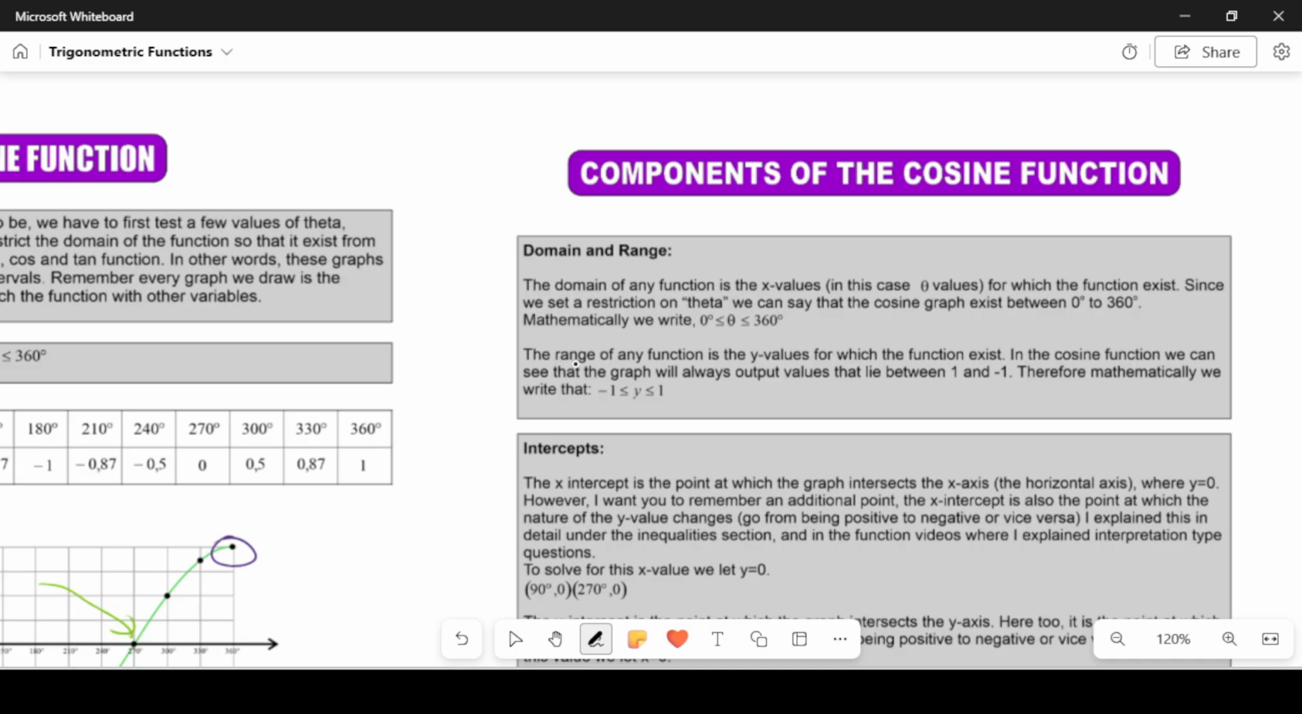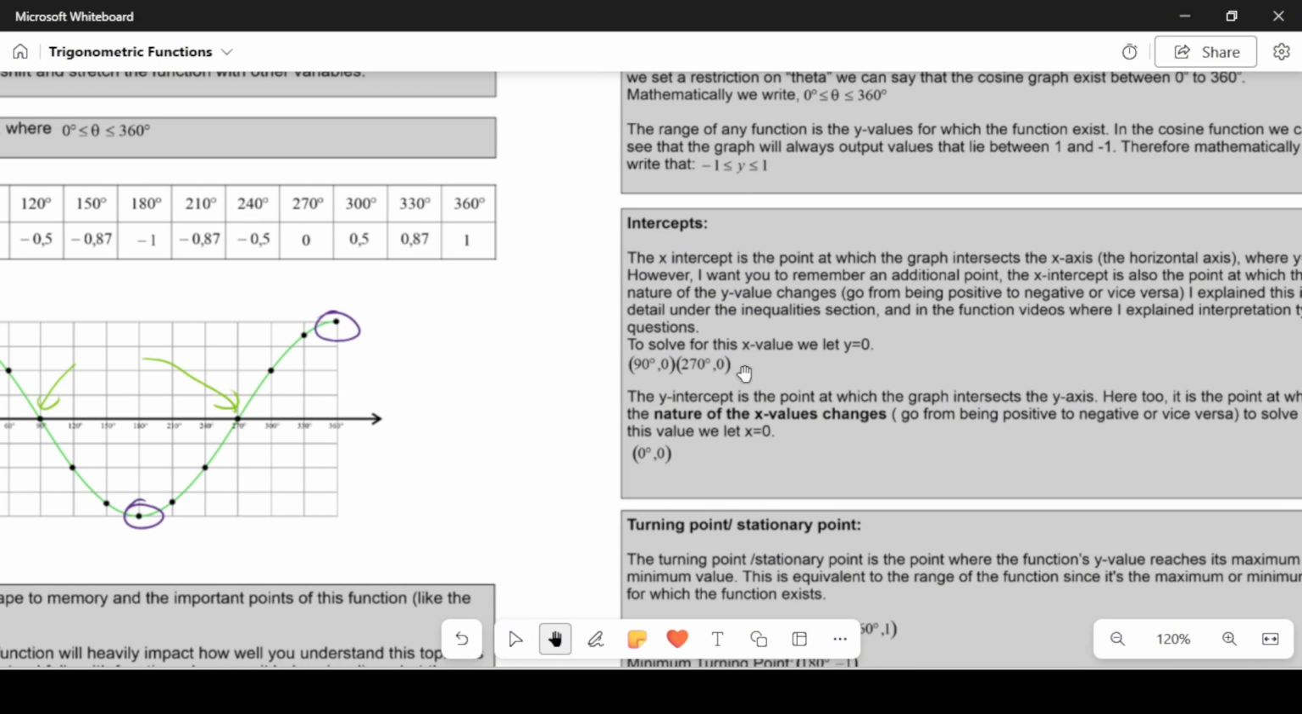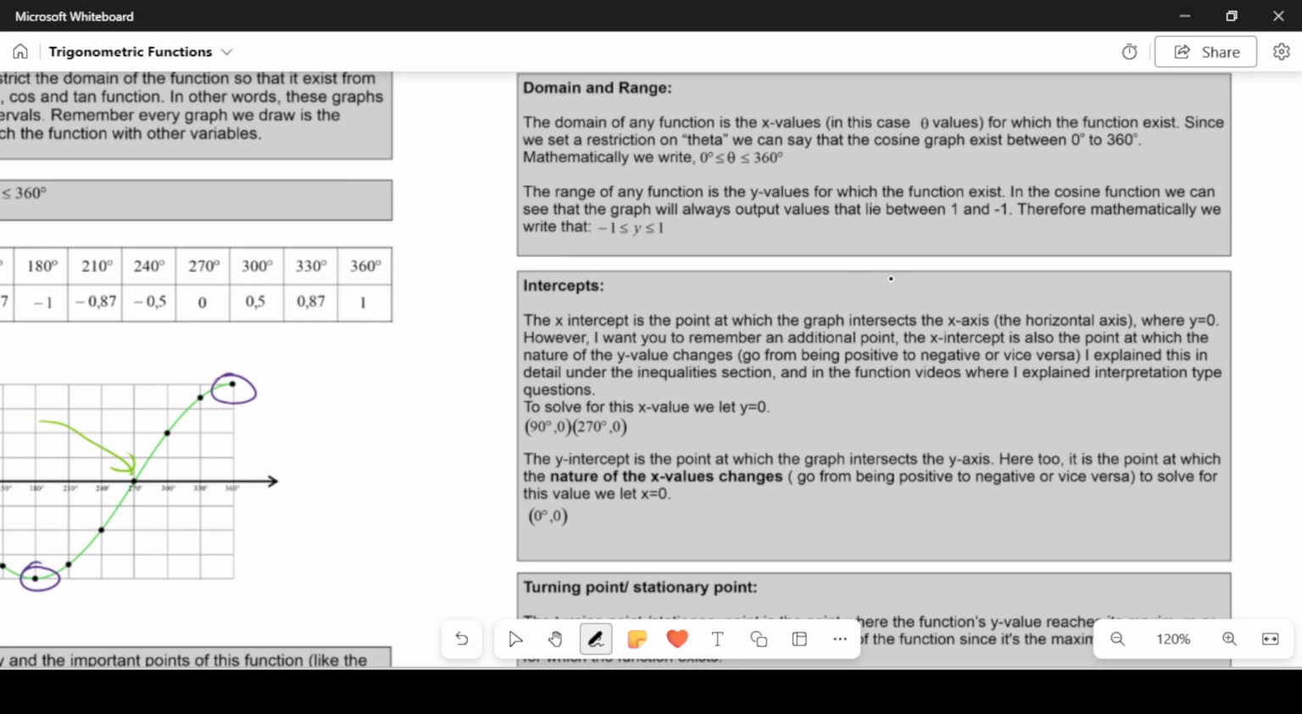The range is the set of y values for which the function exists. By observation, you can see it peaks at 1 and it troughs at -1. So the peak and the trough, we can see that the minimum value is -1 and the maximum is 1. And we have to include both of those extremes. The x-intercept is the point at which the function intersects the x-axis, or where y is equal to 0. Again, you cannot get these answers by putting it on the calculator. You have to know the basic shape of the function.